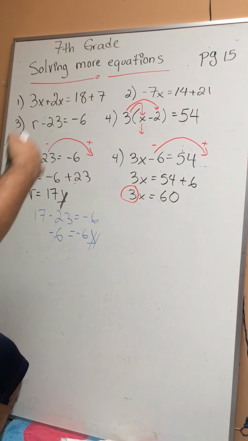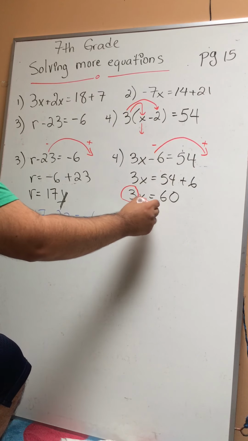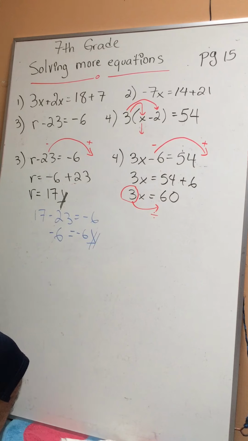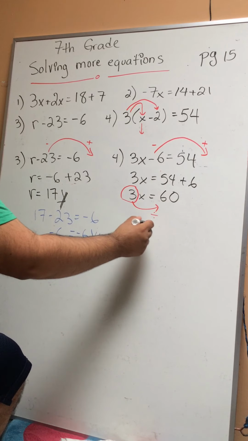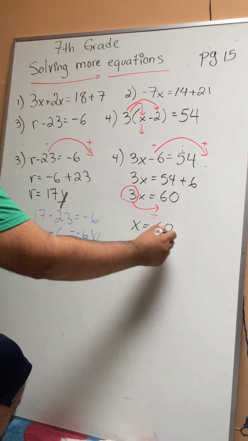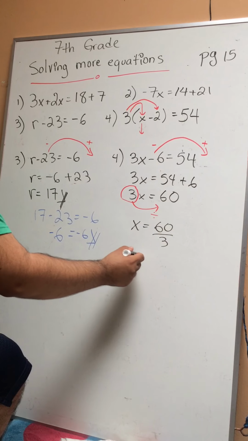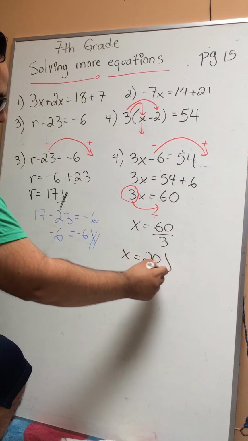Now, this number is multiplying. How do I switch it to the other side? Dividing. And we do not change the sign. So we would have x equals 60 divided by 3. x equals 20.